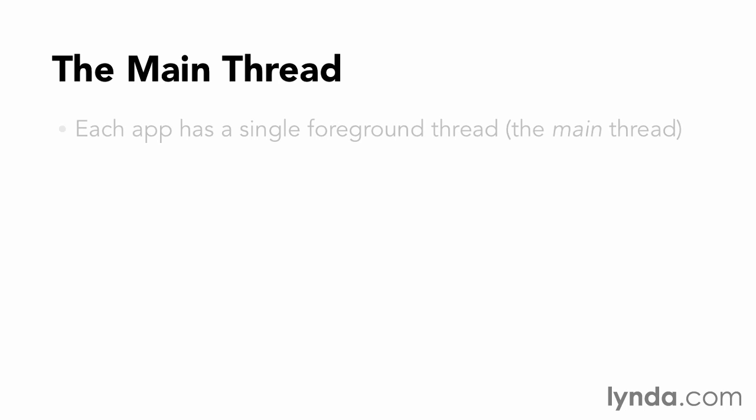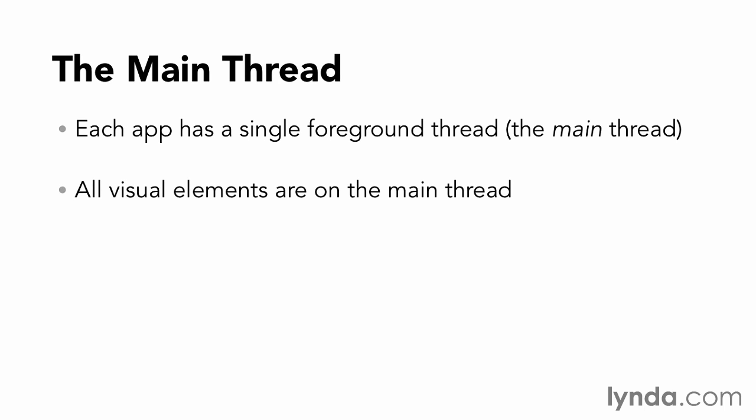In every Android app, there's a single foreground thread known as the main thread. This thread manages the user interface. All visual elements, such as layouts and widgets, are a part of the main thread. And most of the code that you write in an activity class is executed on that thread. But it's only a single thread, which means only one thing can be happening at a time.